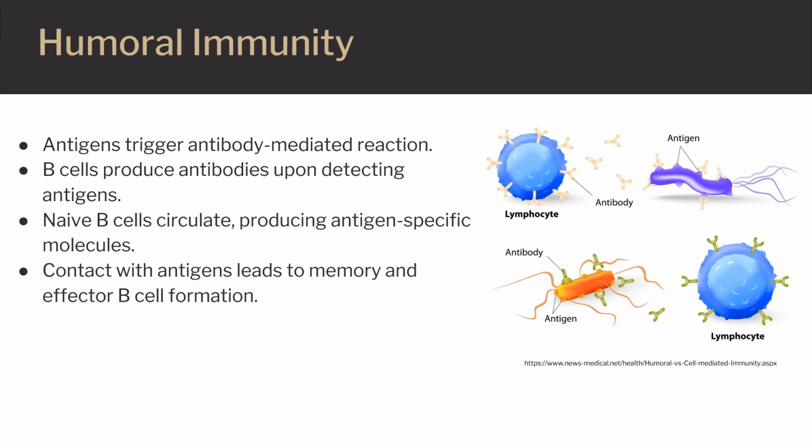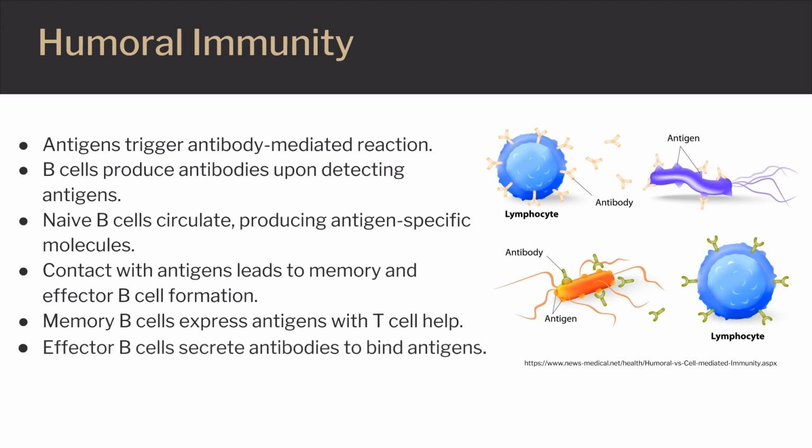When naive B cells in the lymphatic system come into contact with an antigen, they begin the differentiation process that results in the formation of memory B cells and effector B cells. Memory B cells and effector B cells produce the same antigen-specific molecules as their parent naive B cell during this development. The activated memory B cells express these antigen-specific molecules on their surface with the help of T cell lymphocytes, which are activated by MHC class II receptors that recognize microbial-associated antigens. The effector B cells secrete these molecules in the blood to bind the antigen of interest.